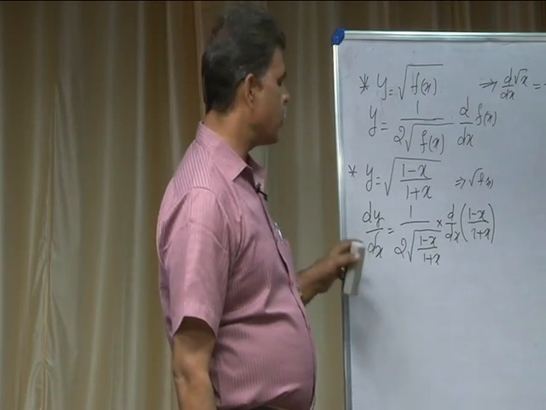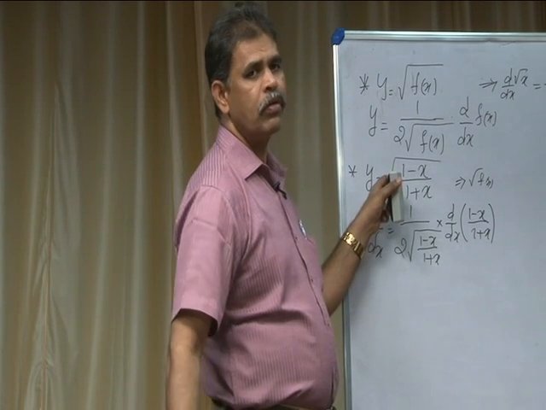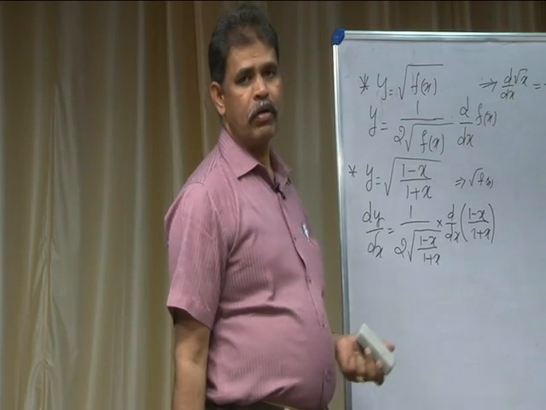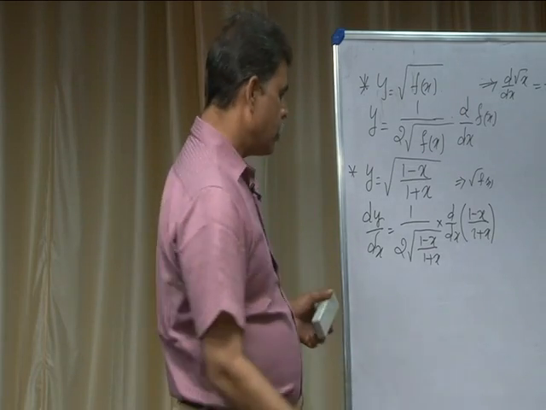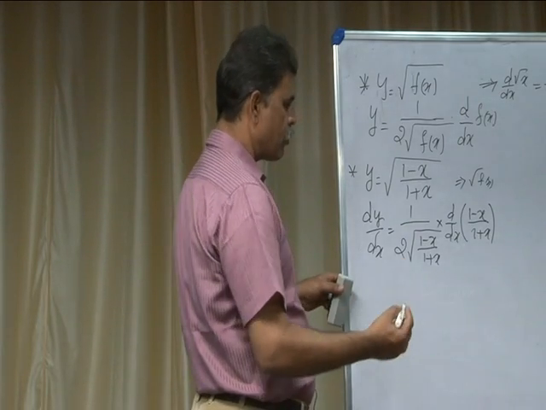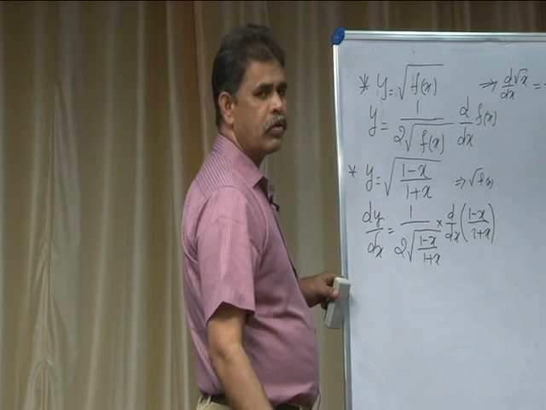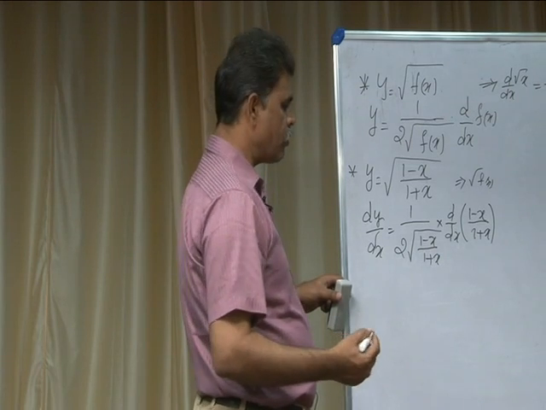Is it necessary to use this method only to get the derivative of this? No, you can take it as root of 1 minus x by root of 1 plus x, then you can use the quotient rule also. You can carry out on your own choice. In both the cases we have to use the composite function or chain rule only.